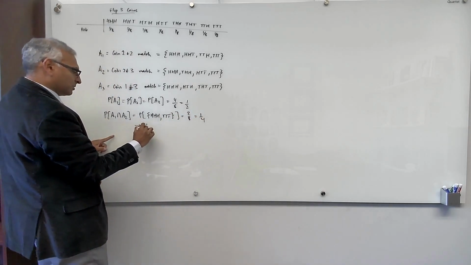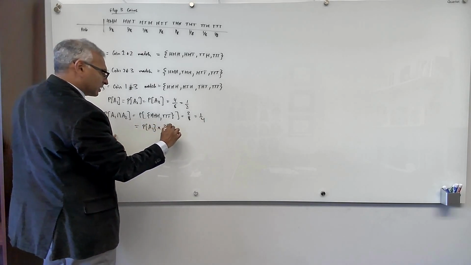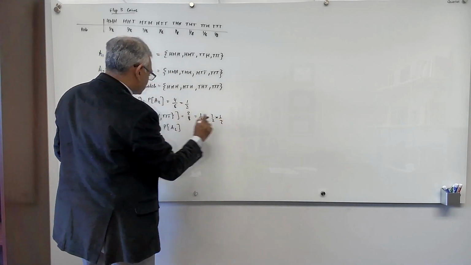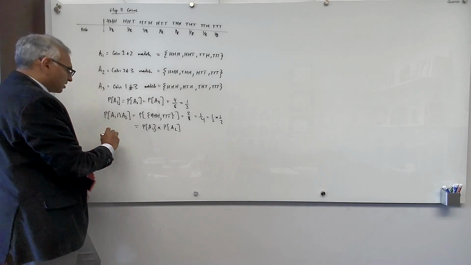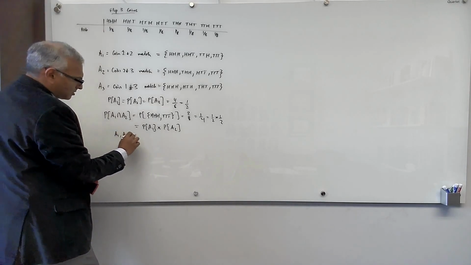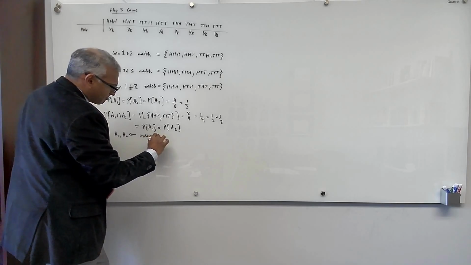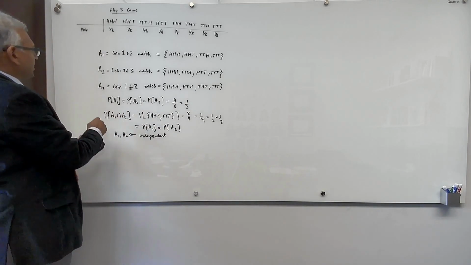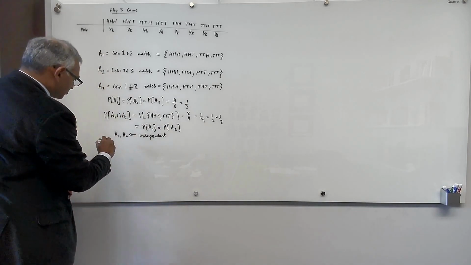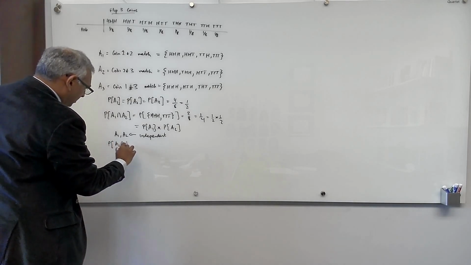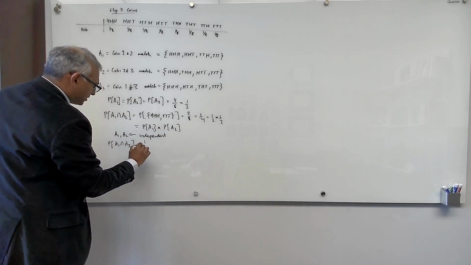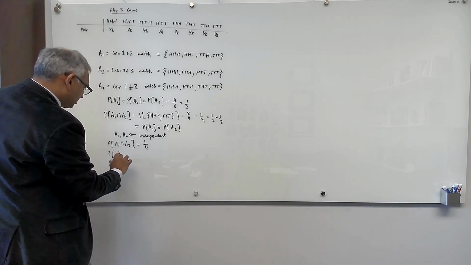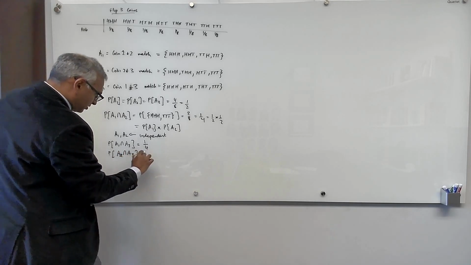And look, that's equal to the probability of A1 times the probability of A2, because each of those has probability 1/2. So this is 1/2 times 1/2, the product of the probabilities. So A1 and A2 are independent. Now, you can do the same thing for A1 and A3, and A2 and A3. The probability of A1 and A3 also equals 1/4, and so does the probability of A2 and A3.